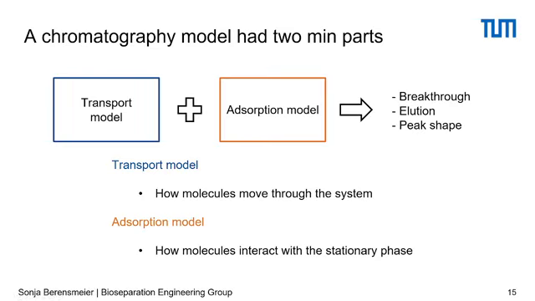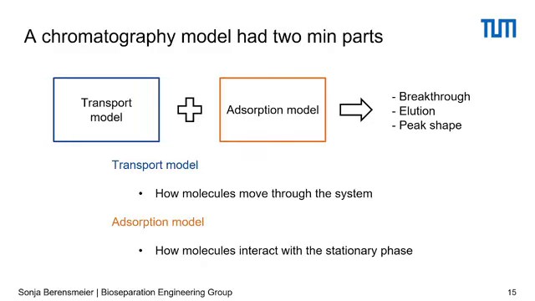So from this explanation of how the molecule is moving through the column, we can already simplify the chromatography into two models or two systems that we then will look at in detail each. So we have a transport model and we're going to have an adsorption model, and together they build a full model of the chromatography system that is able to predict the breakthrough, dilution, and peak shape.